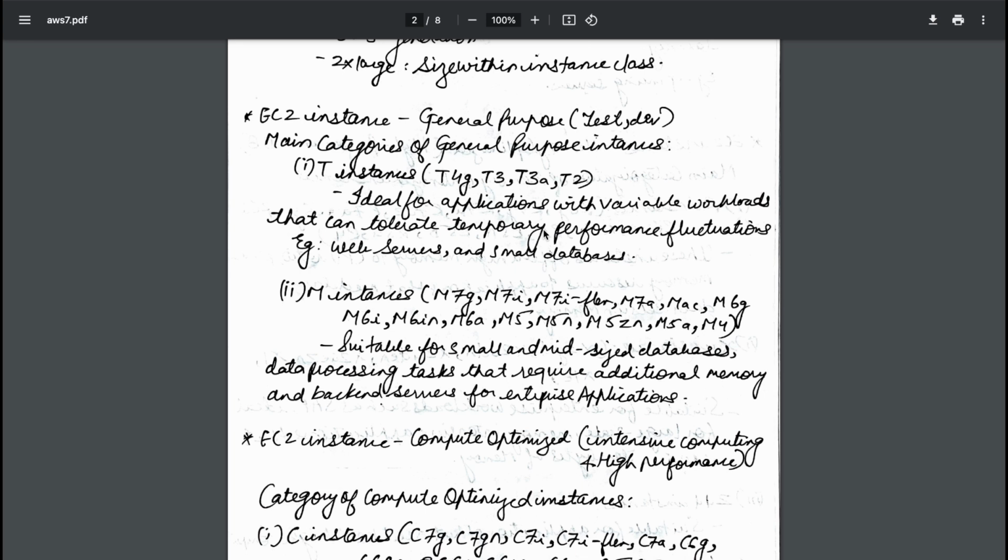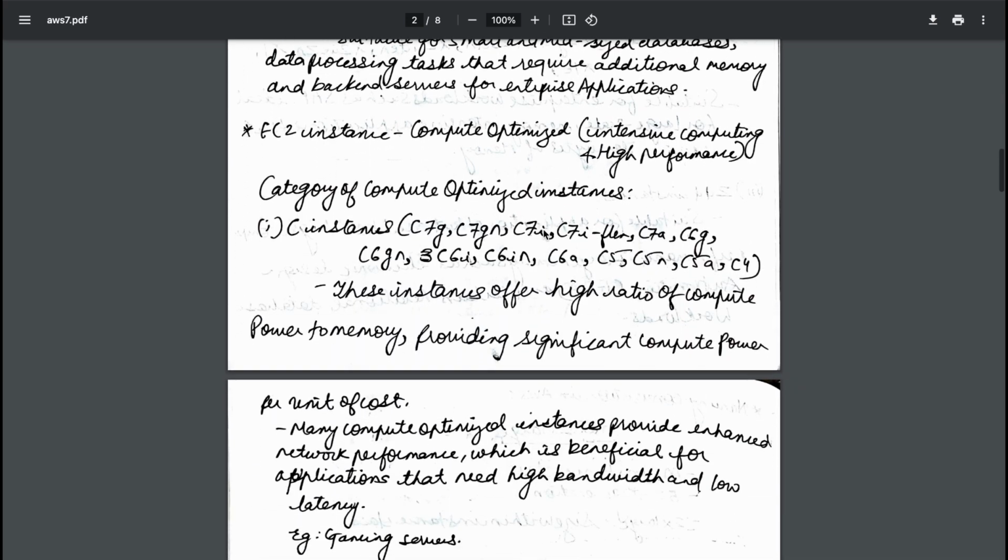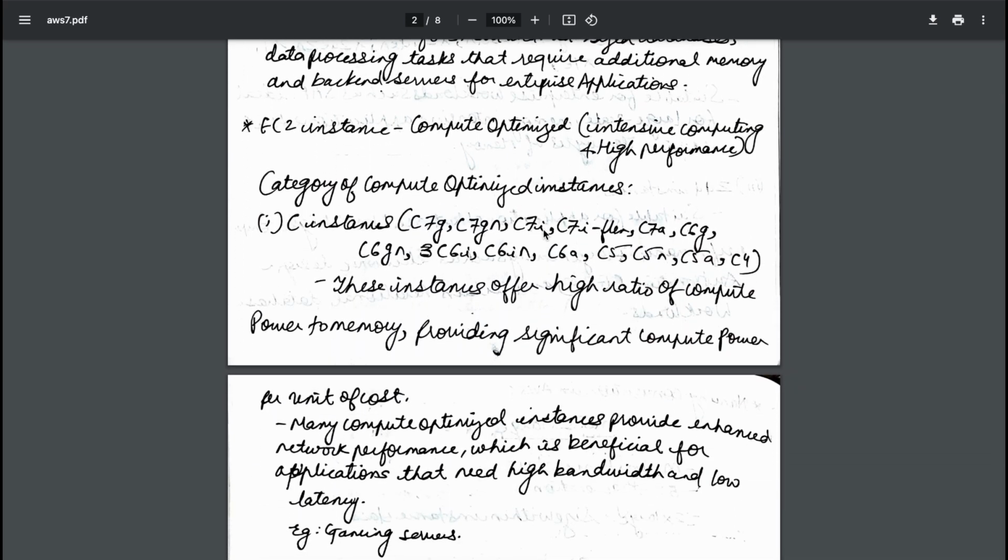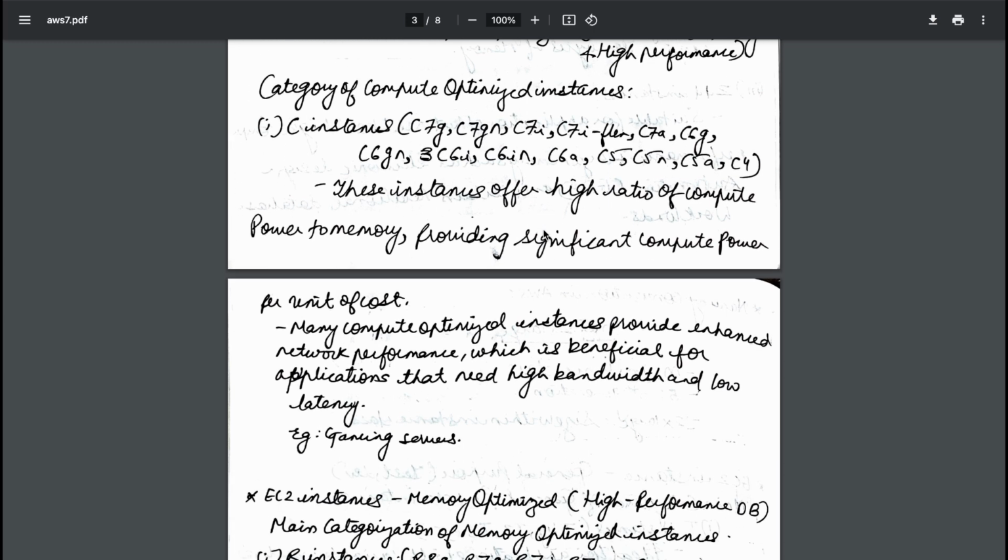All right, so let's move forward with the second instance type, that is compute optimized. As the name suggests, compute means there will be intensive computing and it will require higher performance, right? So let's see the categorizations of compute instances. The good thing here is there is only the C series, and this is the only instance type where you can see only one item, right?